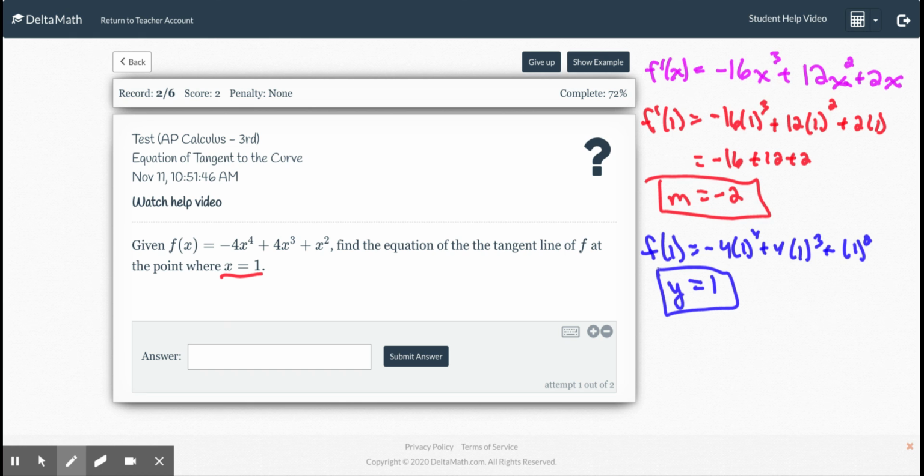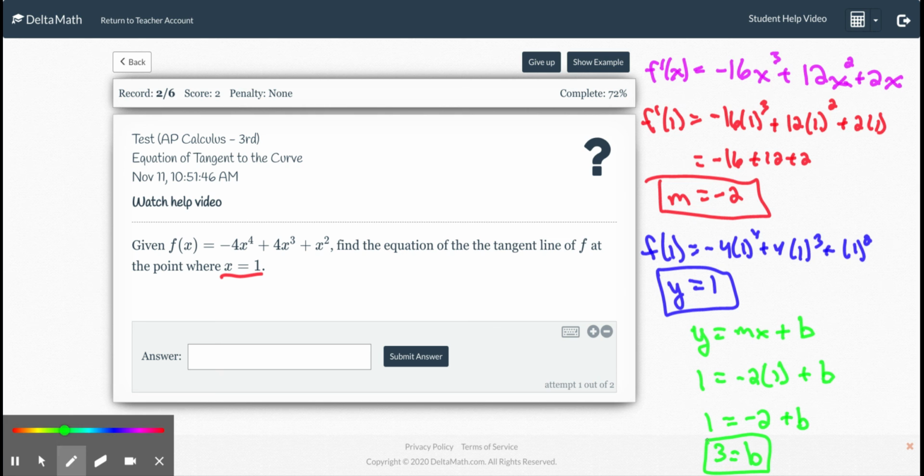Okay, now we're going to plug this into y equals mx plus b. I do like to write out y equals mx plus b every time, just to make sure you plug it all in the right spot. So our y was 1, m is negative 2, our given x was 1, plus b. We solve for b. This becomes 1 equals negative 2 plus b. Add the 2 over, so b is 3.